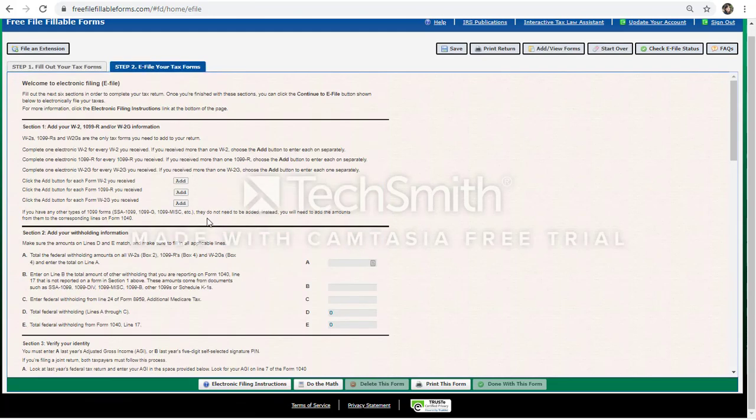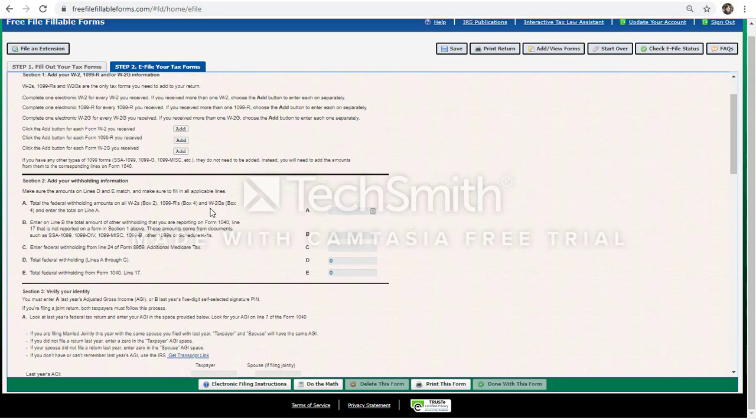This first section is if you have any of these specific US forms. In most cases, the answer is going to be no. If you did receive a W-2, you would attach a scan of the W-2 or the 1099-R for retirement account distributions, things like that, or W-2G. All of those things need to be attached.